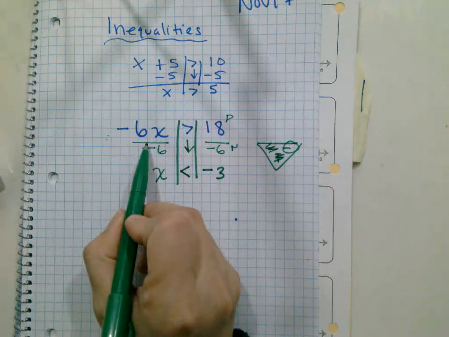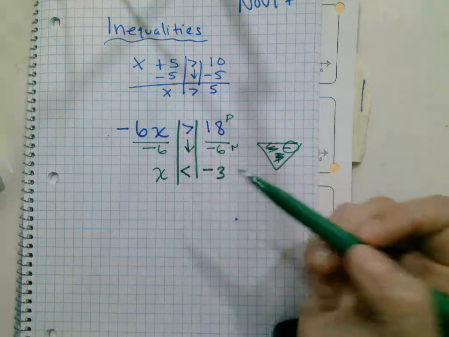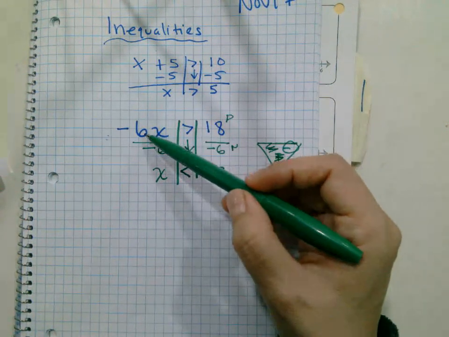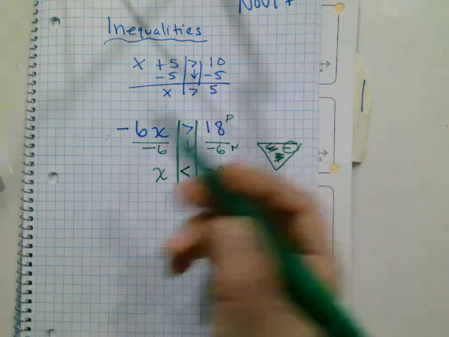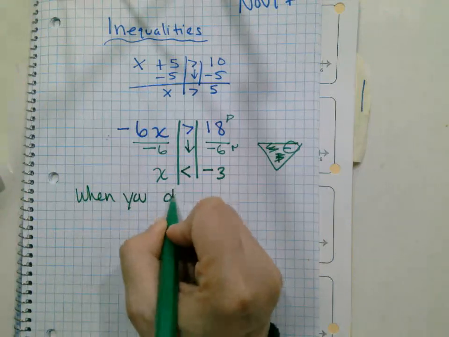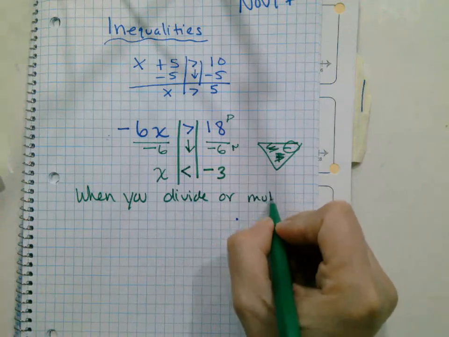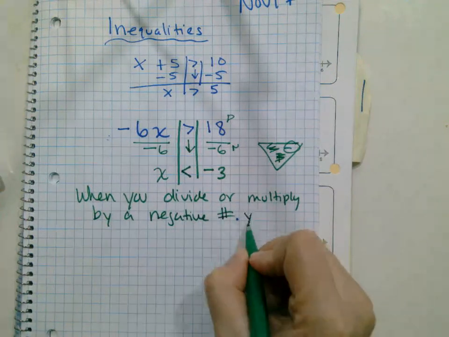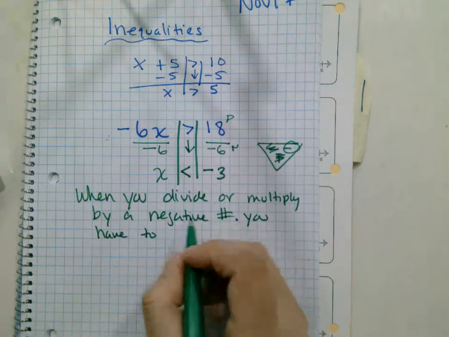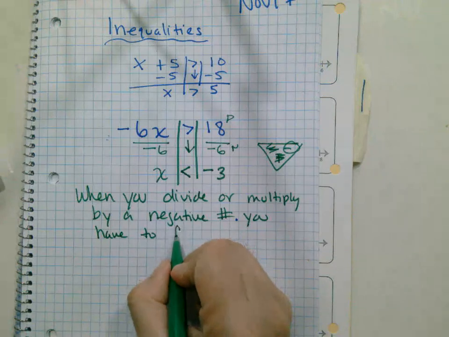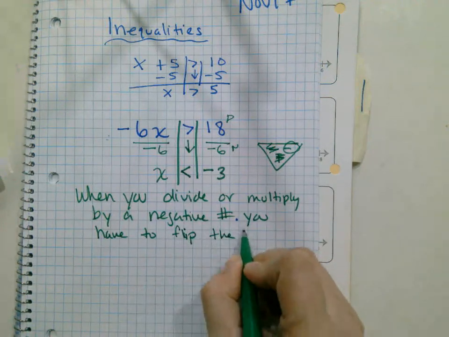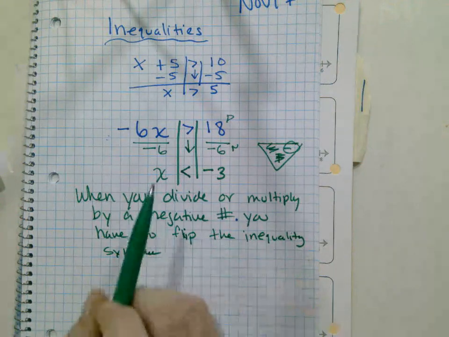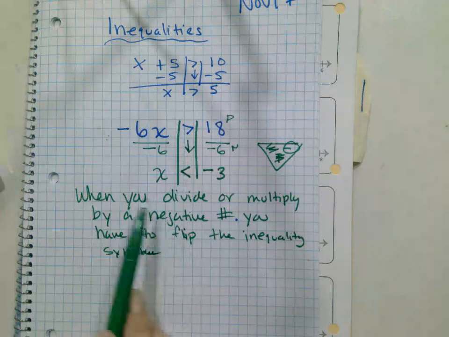Ladies and gentlemen, when you divide by a negative, you have to switch the inequality. It does not matter what your answer is. That's not the point. The point is that you divided by a negative. So let's write that down. When you divide or multiply by a negative, remember, you have to flip the inequality symbol. This symbol right here, the inequality, you have to flip it around.